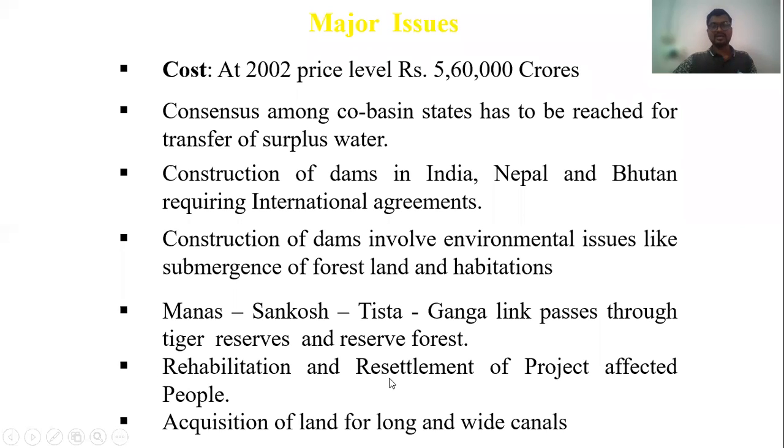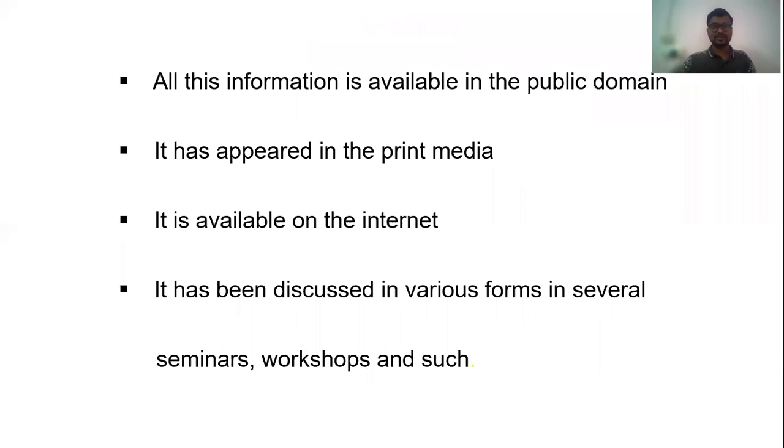Then rehabilitation and resettlement of the project affected people. Most critical issue is the rehabilitation of those people who are getting affected by the projects. हा जर का प्रोजेक्ट आपण घेतला तर त्याच्यामध्ये भरपूर साऱ्या लोकांचं पुनर्वसन करणं गरजेचं ठरणार आहे आणि it is a complicated issue. Then acquisition of land for the long and wide canals. मोठे जर का कॅनल्स आपण बघितले तर त्यासाठी आपल्याला खूप मोठ्या प्रमाणामध्ये लँड अक्वायर करावं लागते. For that purpose the government needs to spend a large amount of money. Those are the major issues related to the interlinking of the basins.